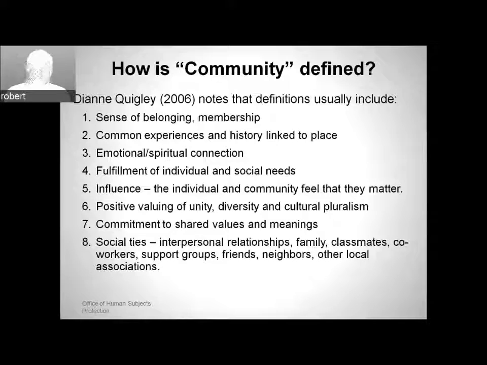6, positive valuing of unity, diversity, and cultural pluralism. 7, commitment to shared values and meaning. And 8, social ties, interpersonal relationships, family, classmates, coworkers, support groups, friends, neighbors, other local associations.